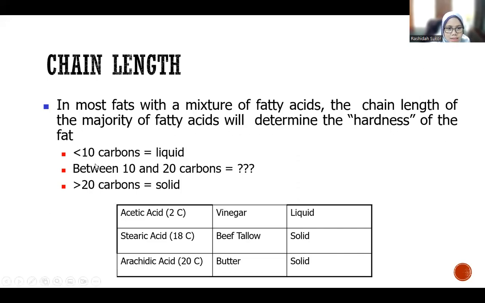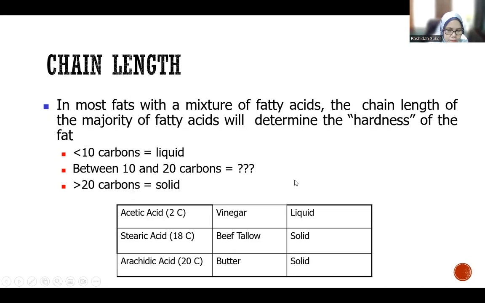So if it's less than 10 carbons, it is liquid. If it is more than 20 carbons, it is solid. So between 10 and 20, are they solid or liquid? Alright, you can see here, acetic acid, it is vinegar, is liquid. Stearic acid with tallow, they are solid. Arachidic acid, 20C, butter, so it is solid.